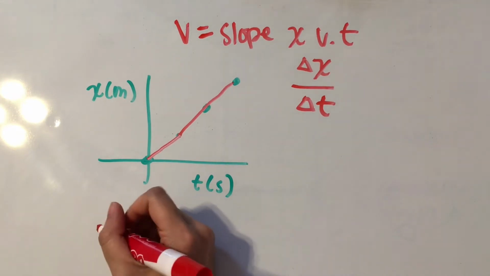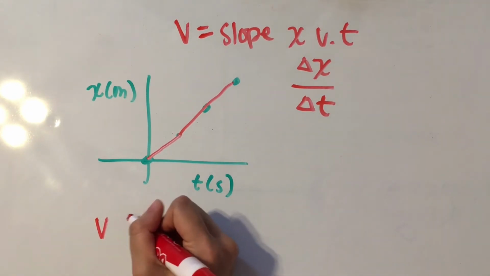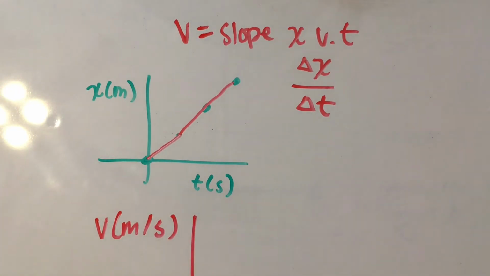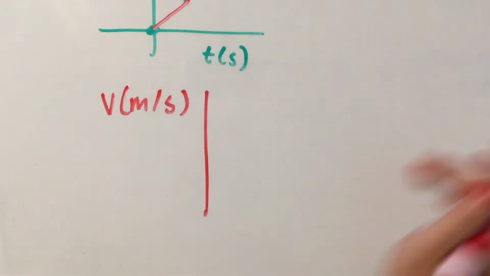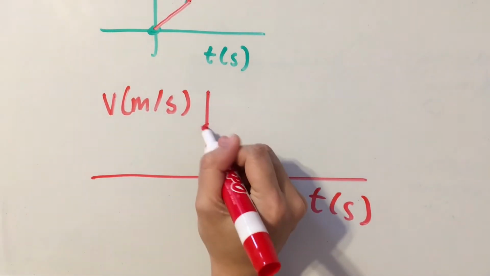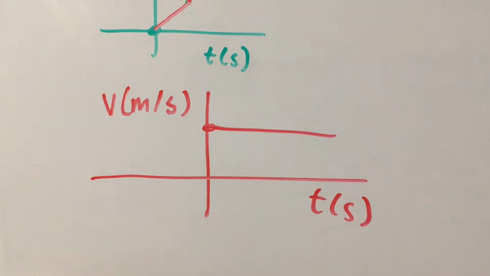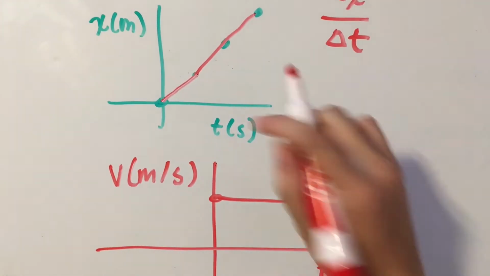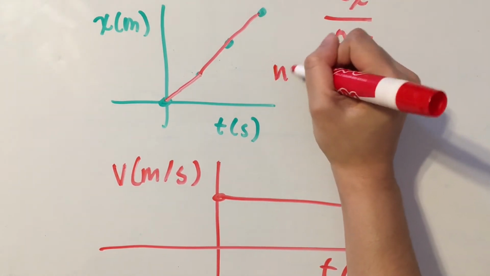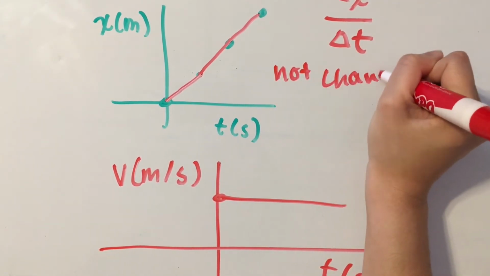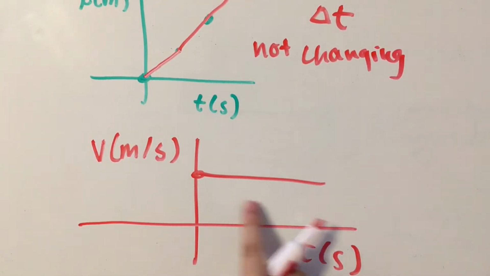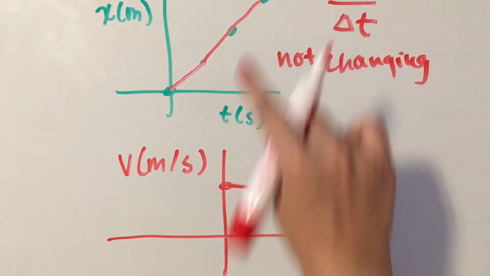So a graph of the velocity versus time, and velocity is in meters per second, would look like this, because the slope here is positive and it's always constant, so it's not changing. So here, velocity is not changing and it's positive, like we've said here.